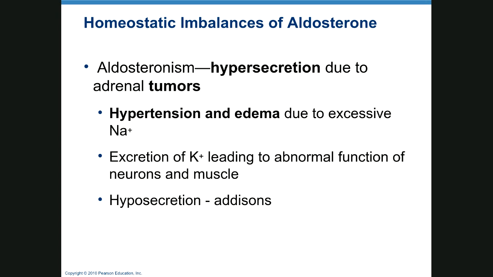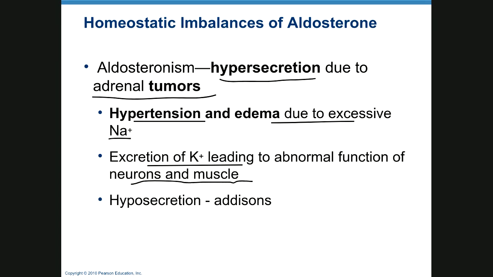Aldosteronism, hypersecretion of aldosterone, is due to an adrenal tumor. Adrenal tumors are just really fun. Think of everything the adrenal gland does, and we'll talk about the tumors in a minute. Hypertension and edema, because you retain sodium, you retain fluids, you excrete too much potassium, which is going to mess up with your firing of neurons and skeletal muscle.